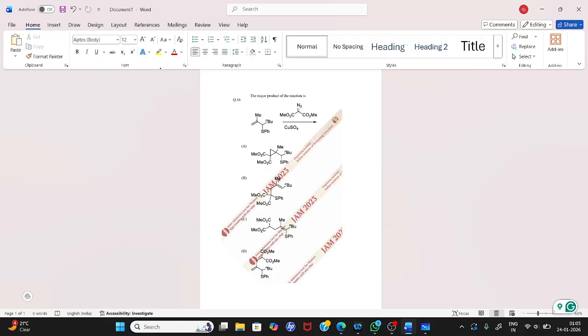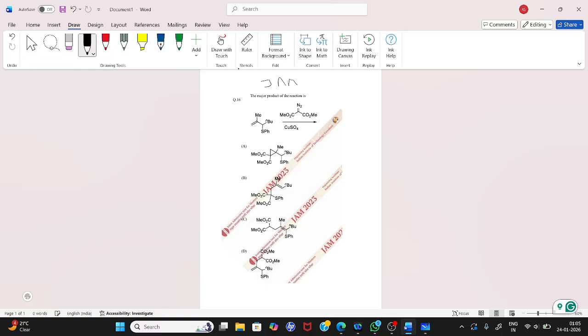So, this is another very good question. This is from IIT JAM 2023, most probably. Yes, it's a 2023 question. It's a very good question, a classic question of pericyclic chemistry, and most people actually get confused in these kinds of questions. So this is the substrate given, and in the presence of copper sulfate, you have this kind of substrate being added. So let's start.